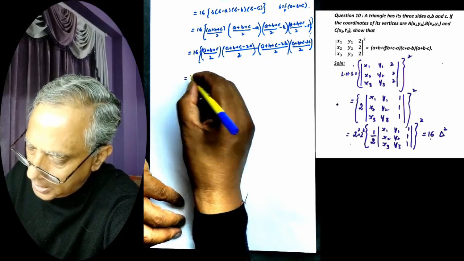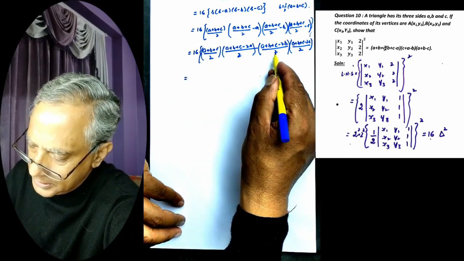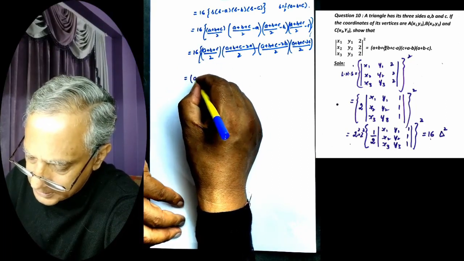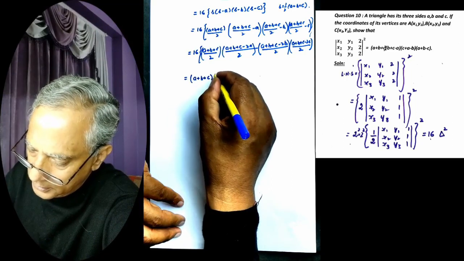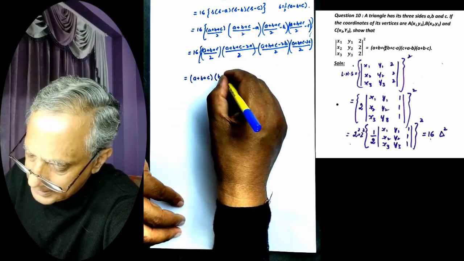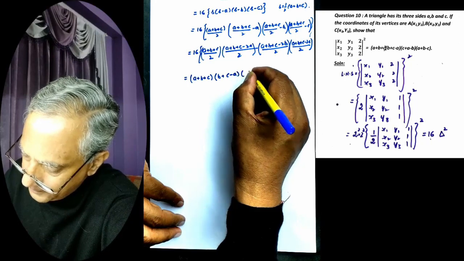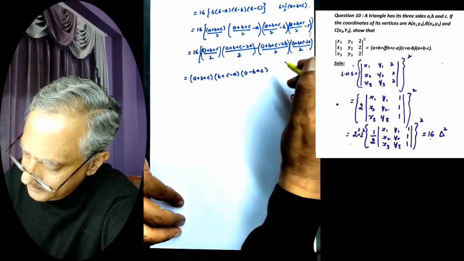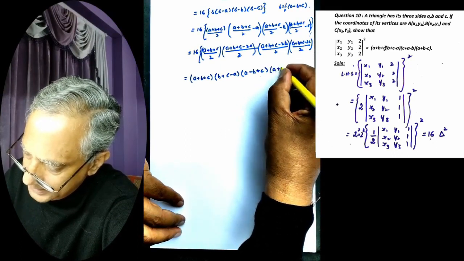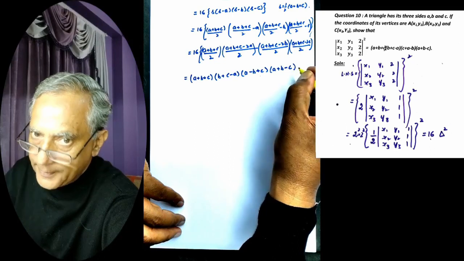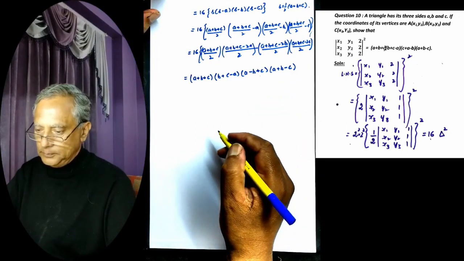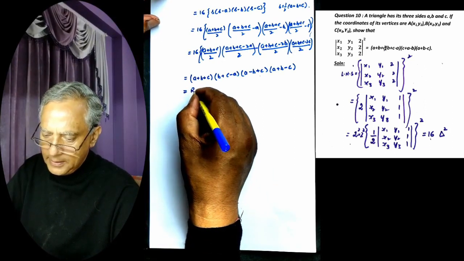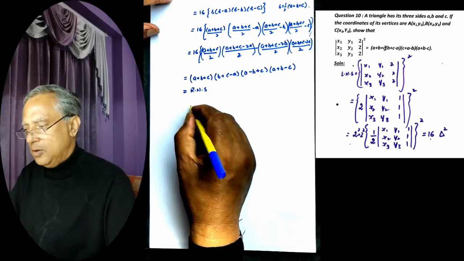And this is equal to 2 2s are 4, 2s are 8, 2s are 16. So 16 cancels with 16. And we are left with A plus B plus C into, this will be B plus C minus A, this will be A minus B plus C, and this on simplification gives A plus B minus C. So this is the answer. This is equal to RHS. Hence proved.